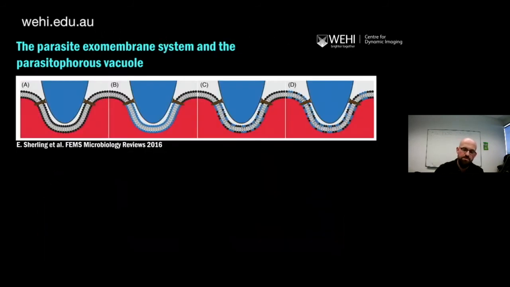Now, one of the questions of the field which we thought we would tackle first was the origins of the parasitophorous vacuole membrane. Now, the reason this is the question is because the parasite brings with it some lipid material and membrane proteins. And there's been questions surrounding whether the PVM is completely made of host material or if it's completely made from parasite-derived material or a combination of both.